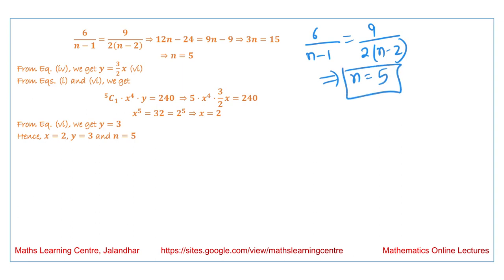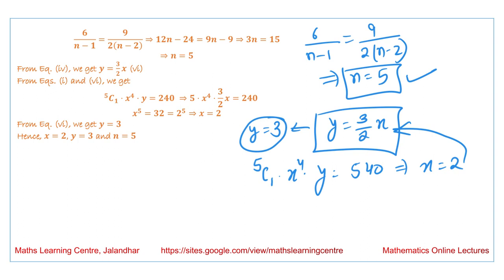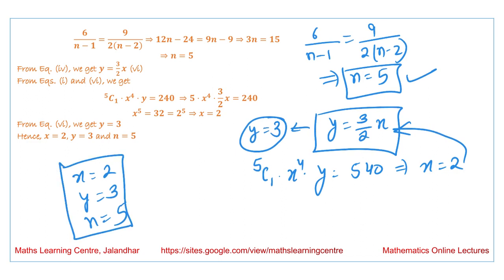So what we get from this is that y is equal to 3 by 2 times x. If we substitute this value in one of the previous equations, from equation 1 and 4, we will have 5C1 into x^4 into y is 540. So this will give us the value of x is 2. On substituting this value over here, we will obtain the value of y is 3. So we will get x is equal to 2, y is equal to 3 and n is equal to 5. So these are the three required values.